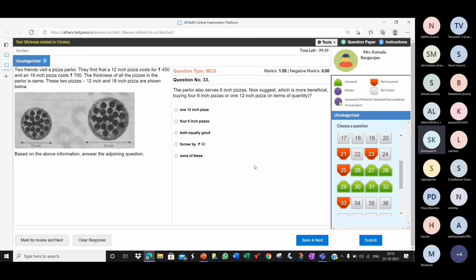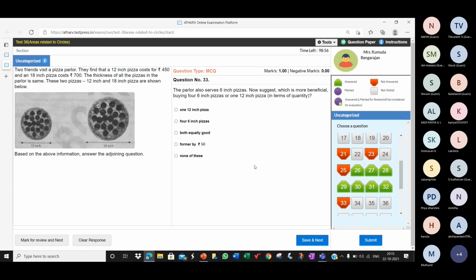Ma'am, both are equally good. Yes, ma'am. What's the radius for the first one, the 6-inch pizza? 3, ma'am. So what is pi r square? Pi into 3 square, so 9 pi. Four of it will be 9 pi into 4, 36 pi.